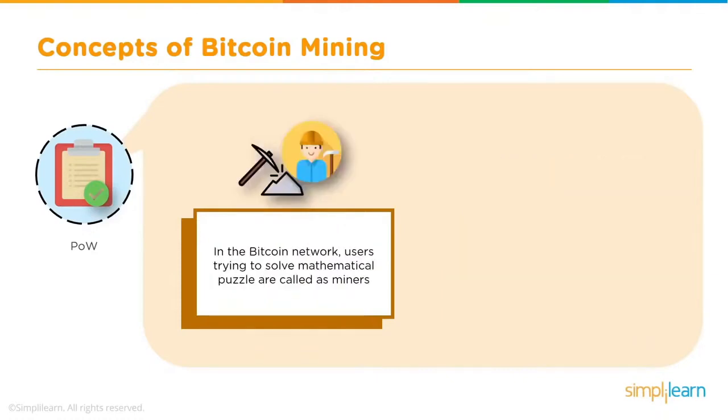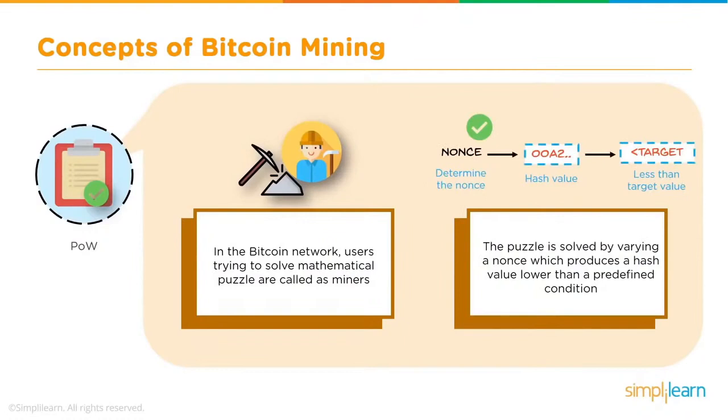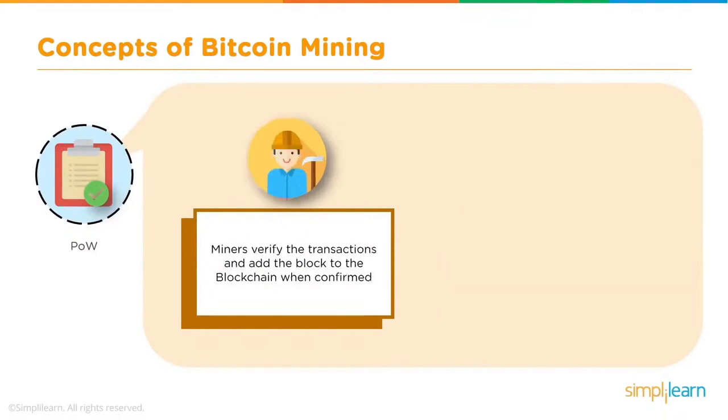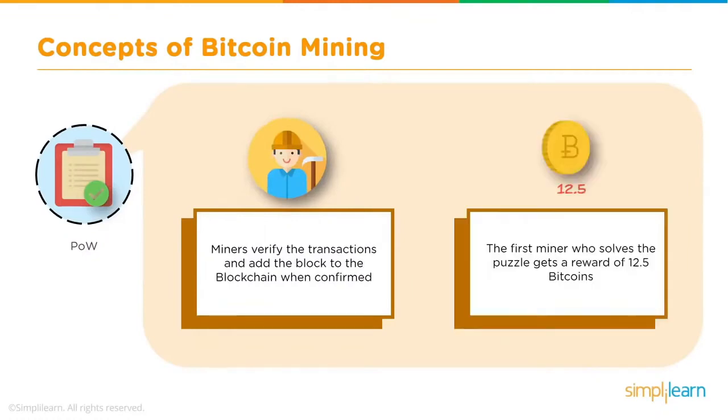Now, in the Bitcoin network, users trying to solve the mathematical puzzle are called miners. The puzzle is solved by varying a nonce which produces a hash value lower than a predefined condition, which is called the target. Miners verify the transactions and add the block to the blockchain when confirmed and verified. As of today, the miners who solve the puzzle get a reward of 12.5 bitcoins.